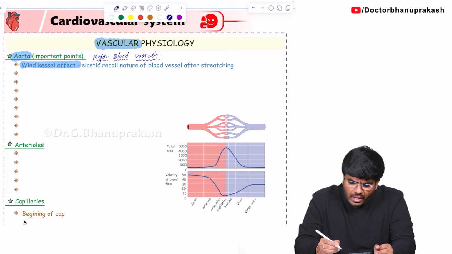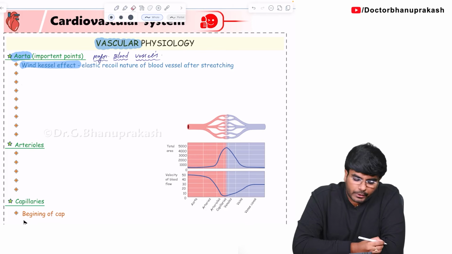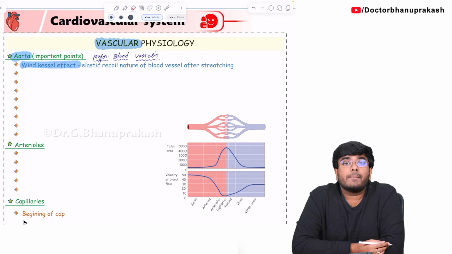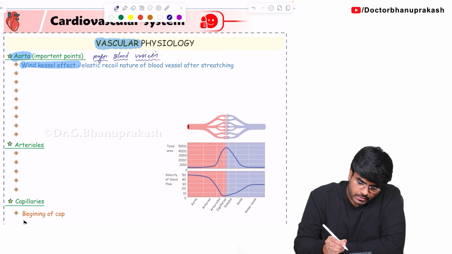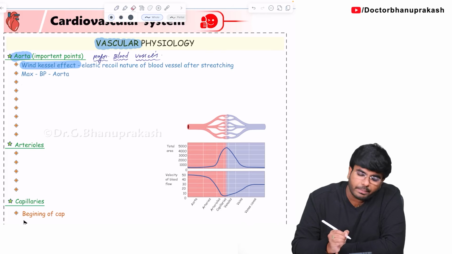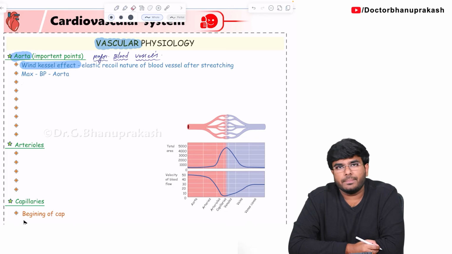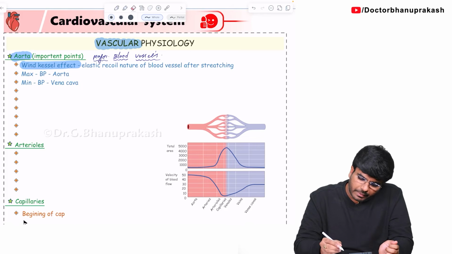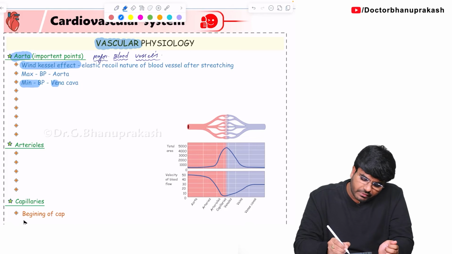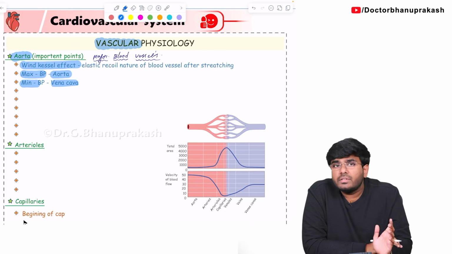Next, what else should you know? Aorta is the blood vessel where you have the maximum blood pressure. Now where do we see the minimum blood pressure? The minimum blood pressure is in the vena cava, and the maximum blood pressure is in the aorta.